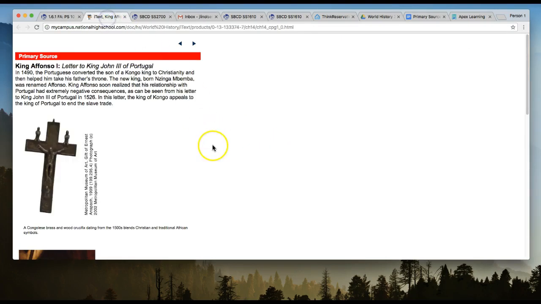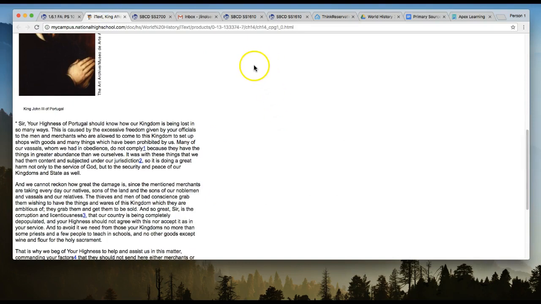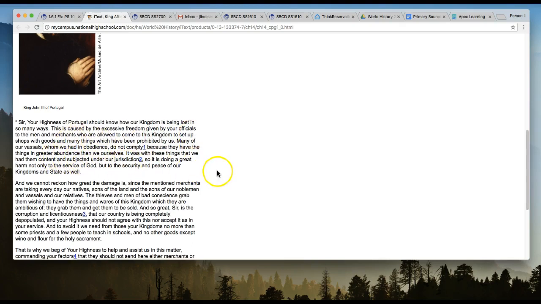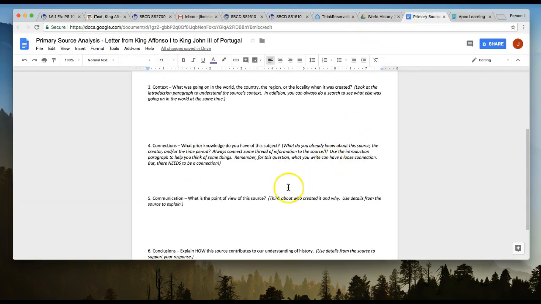Now, after you read the letter, you are going to see that it talks about Portugal. It talks about freedom. It talks about these officials having a lot of power. It talks about abundance. I'm not going to do the second and the third paragraph, but what you want to do with this question is, what do you already know about what King Affonso has written about.